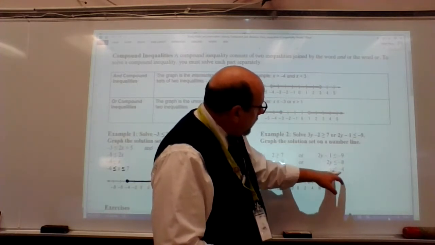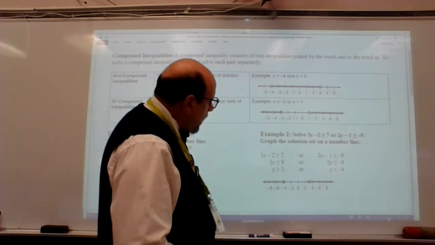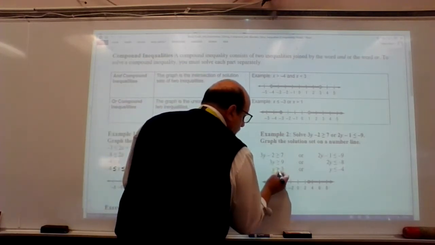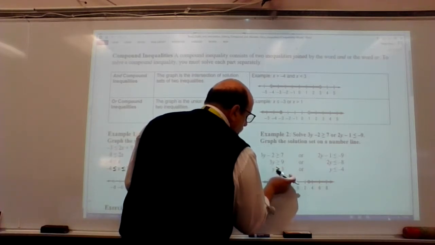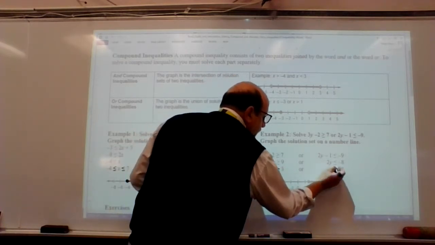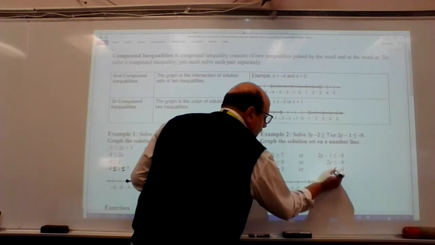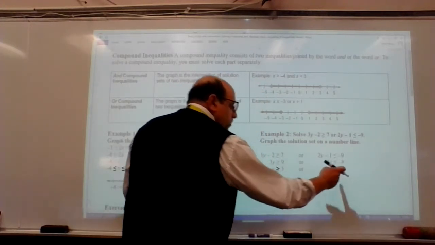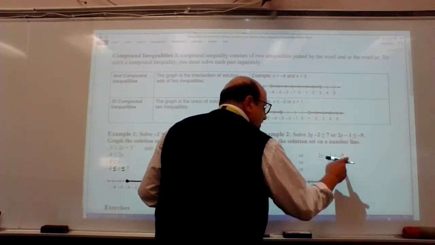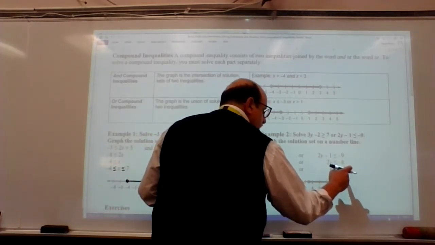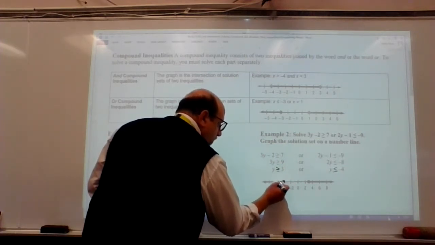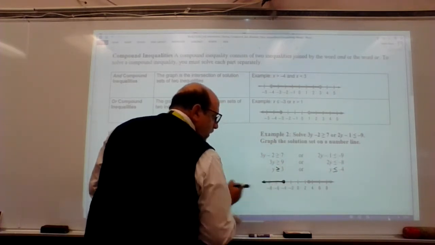So y is less than or equal to negative 4. Both of these symbols contain the equal sign, so we're going to make sure it's a closed circle. This one over here is y is less than or equal to negative 4, so we put our closed circle around negative 4, and we go left.